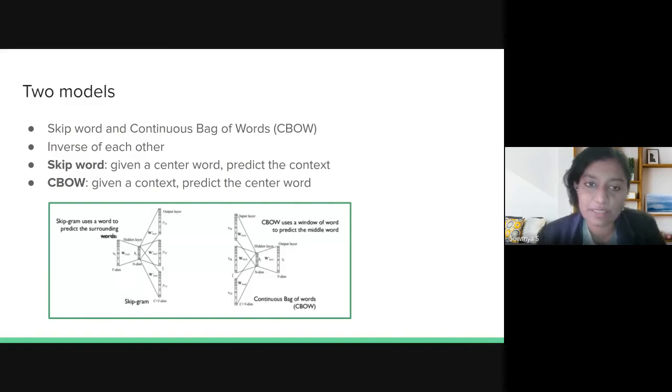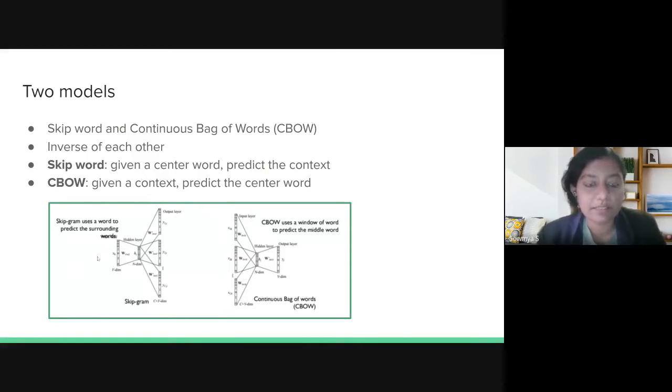Coming back to our central theme, we are going to learn the representation of a word given its context. So I can model this as two tasks. In skip-gram, I have a given word and I predict what the context is. In CBOW, given the context, I predict what the word is.